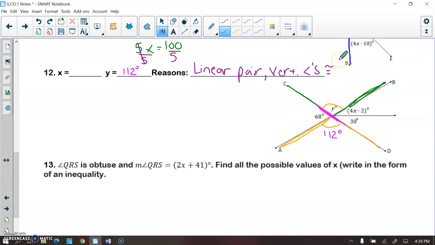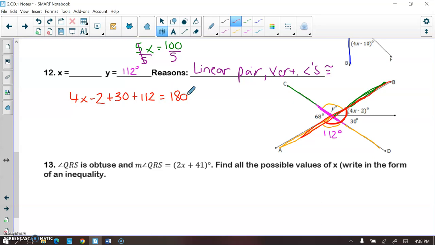But now we need to find x. To find x, this is a straight line. And so these three angles together create a 180 degree angle because a straight line adds to 180. So if I do 4x minus 2 plus that 30 degree angle plus that 112 degree angle, that would equal 180.